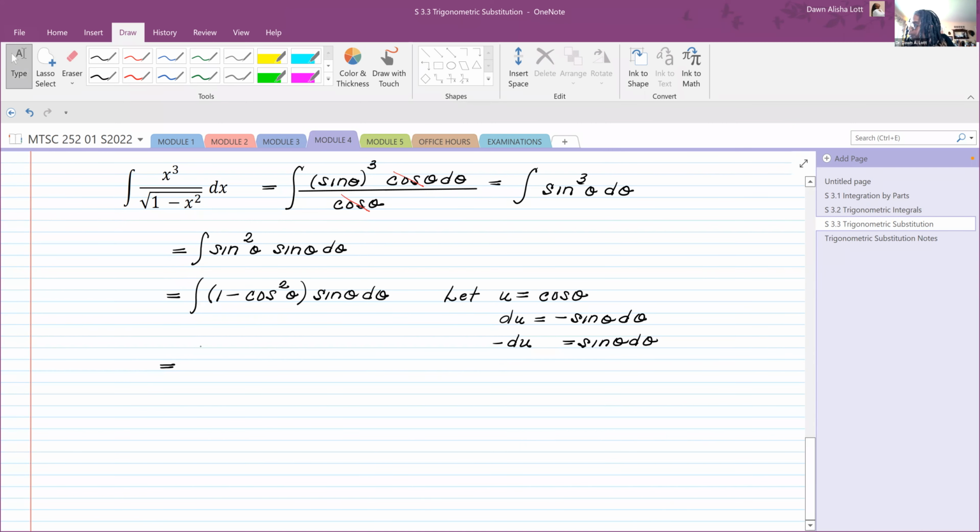All right, so this becomes the integral of 1 minus u squared. The sine of theta is negative du. So this is the integral of u squared minus 1 du. So that is 1/3 u cubed minus u plus a constant. Any questions about that?